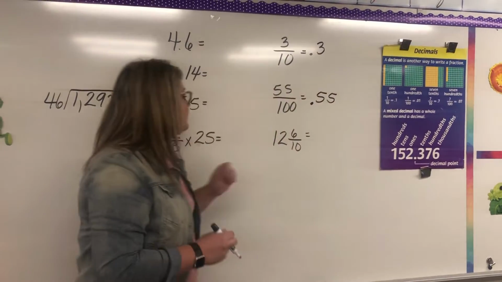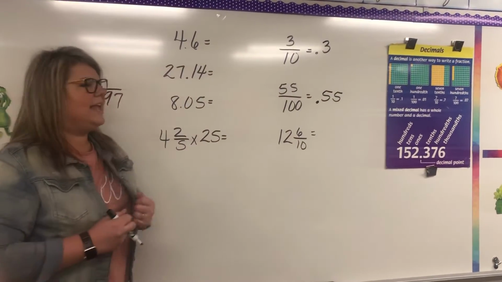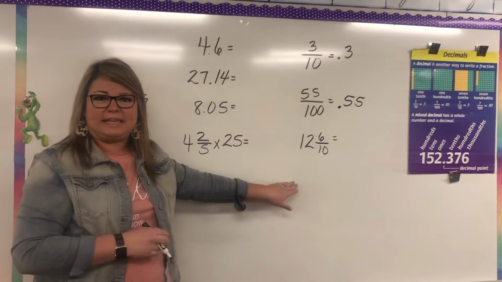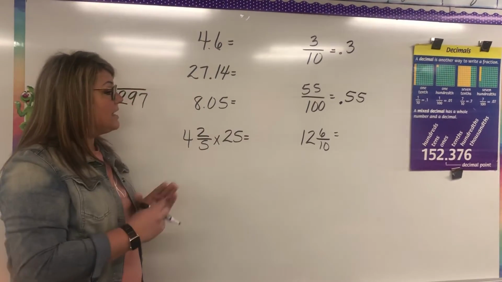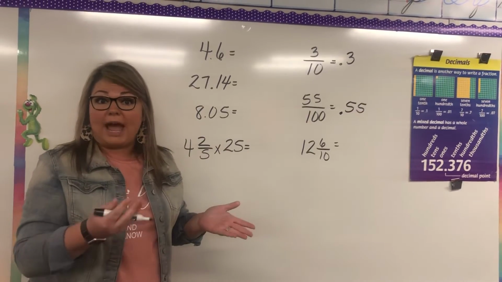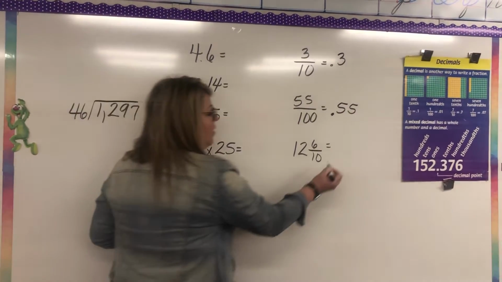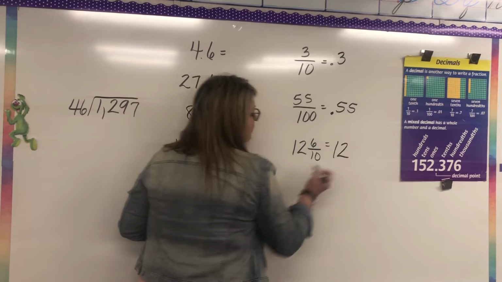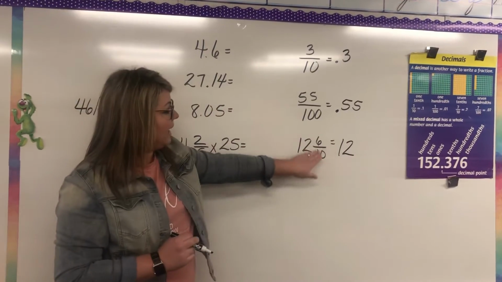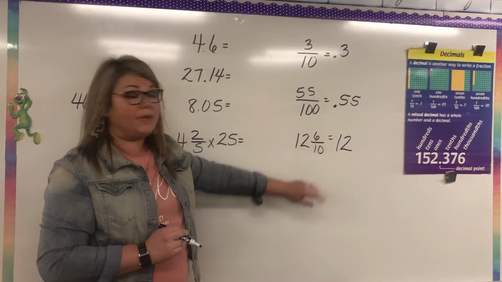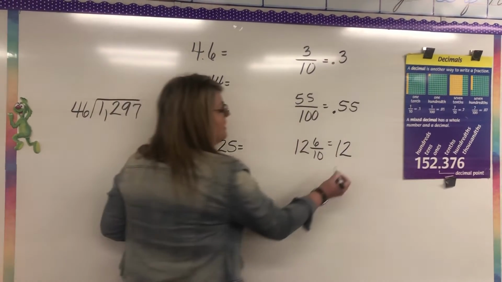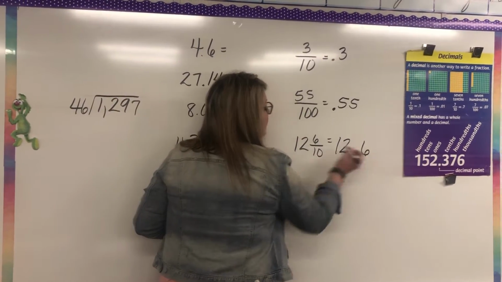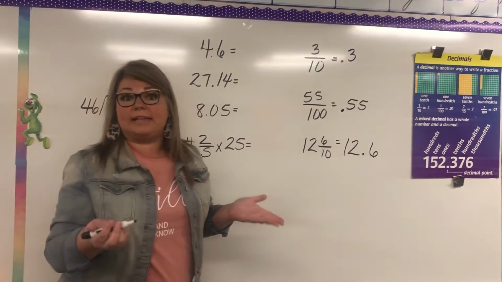All right, now look at this next one, 12 and 6/10. Now what type of number is this? If you said mixed number, that's correct. This is a mixed number. So when we write a mixed number as a decimal, remember we just write the whole number as 12. Now we have to write this fraction as a decimal, and it's 6/10, or six tenths, and so it would be decimal 6. Now if we read this, we could read it in two different ways.